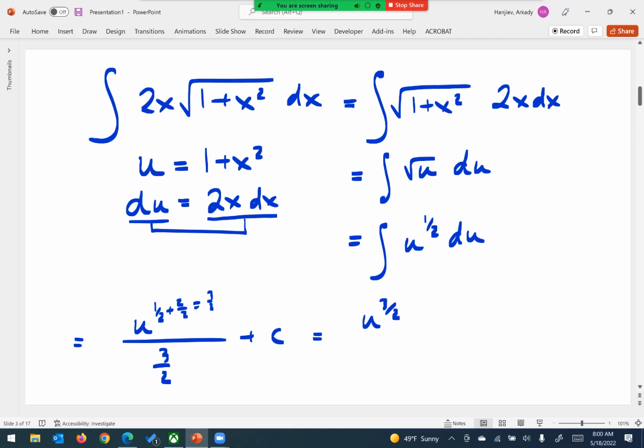And because that's a complex fraction, it's so easy: just take the reciprocal and multiply. Dividing by 3/2 means multiply by 2/3, plus c. We are not done yet, because originally our variable was x, not u. So we're going to back substitute everything in.